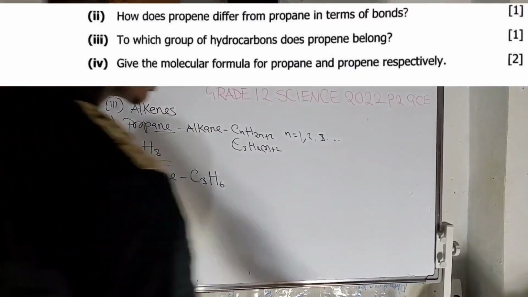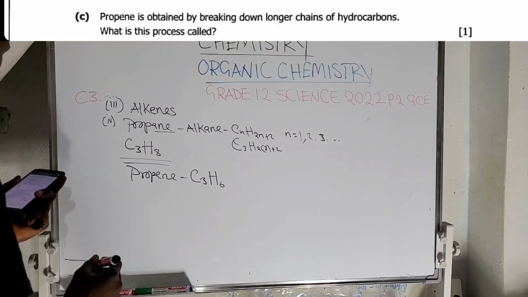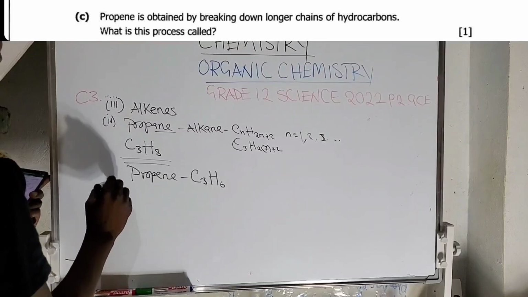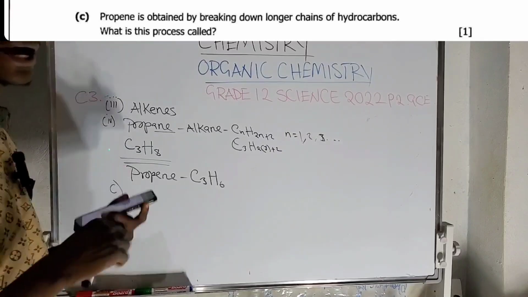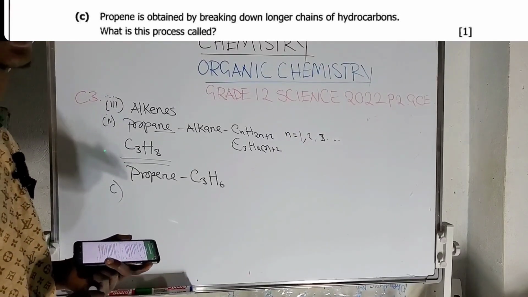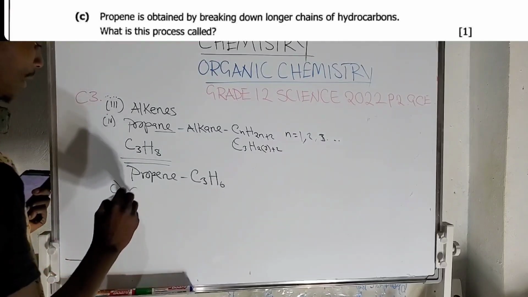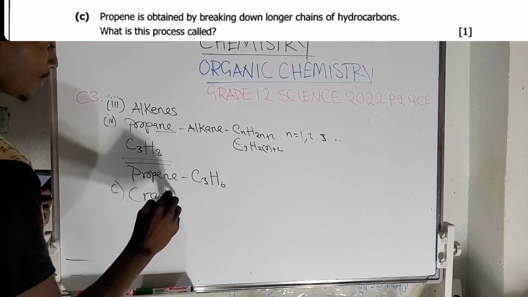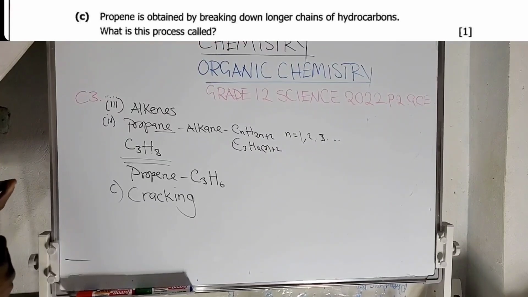The other question is saying, propene is obtained by breaking down longer chains of hydrocarbon. What is this process called? This is question B. What is the process called when a hydrocarbon is broken down into smaller or simpler molecules? It is called cracking.